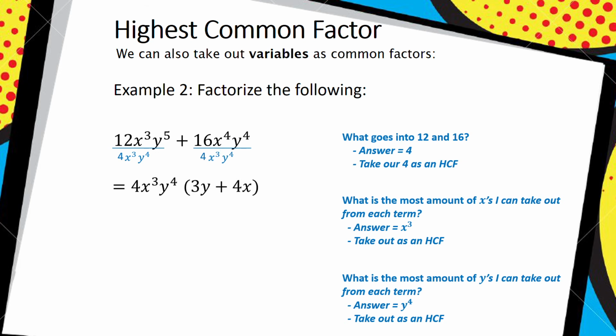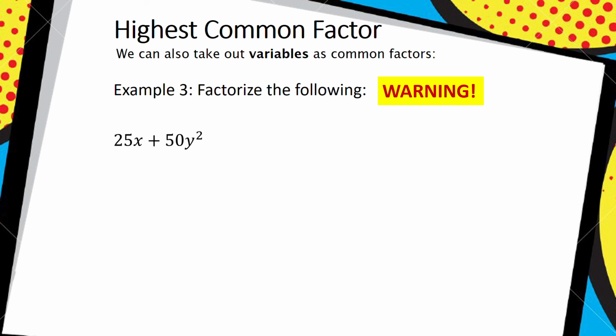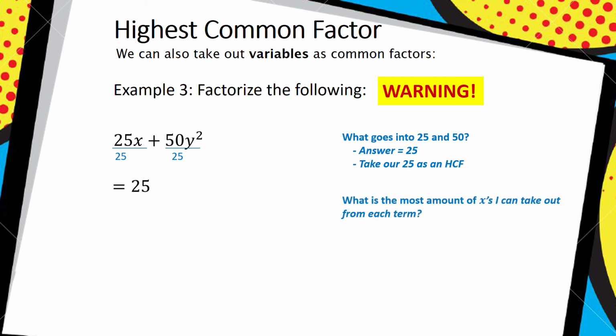Let's do one last example. Okay, so example 3, just watch out for this one. Again, I'm going to say, well, what goes into 25 and 50? And the answer is 25, so I'm going to take out 25 as a highest common factor. Then sometimes you say to yourself, well, how many x's can I take out? You can't take out x's in this one. Why? Because there's not x's in both terms.